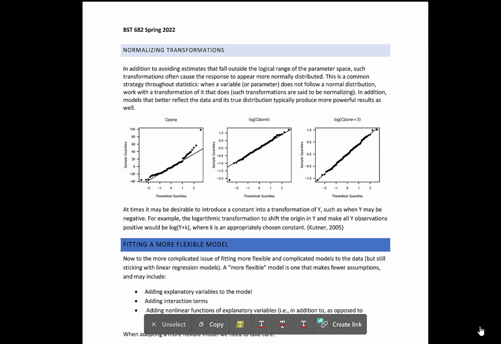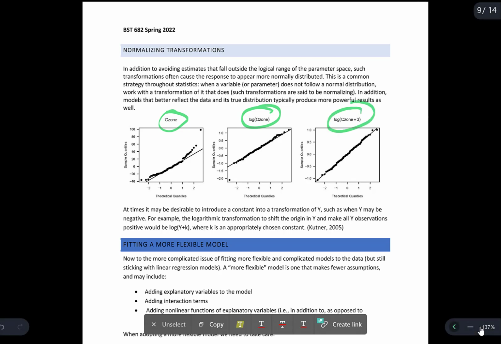So of course, I just showed an example where our confidence interval ended up outside of the range of what we would normally expect, so we use that transformation to help with that. But just like we said at the beginning, when we introduce this type of transformation, it can also help when the normality assumption is violated. And so here, in addition to avoiding estimates that fall outside the logical range of the parameter space, transforming can cause the response to appear more normally distributed. And so here is an example. So you'll notice we have ozone. That's what it looked like originally. Here we have log ozone, and it looks much, much more normal.